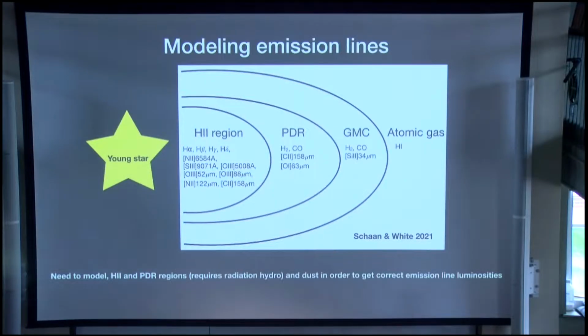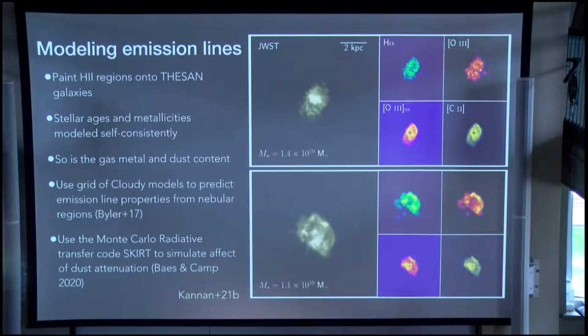So now, how can we use the simulation, which gets a lot of things right, to model the emission lines? The emission lines are pretty hard to model, as I said. Most of these emission lines arise from regions around newly forming young stars, so most of them arise from highly ionized H2 regions. Some arise from partially ionized photodissociation regions, and the others from GMC and atomic gas. Now that we know that we have the right stellar ages, star formation rates, and metallicities, we can model emission lines from the galaxies in the Thesan simulation.